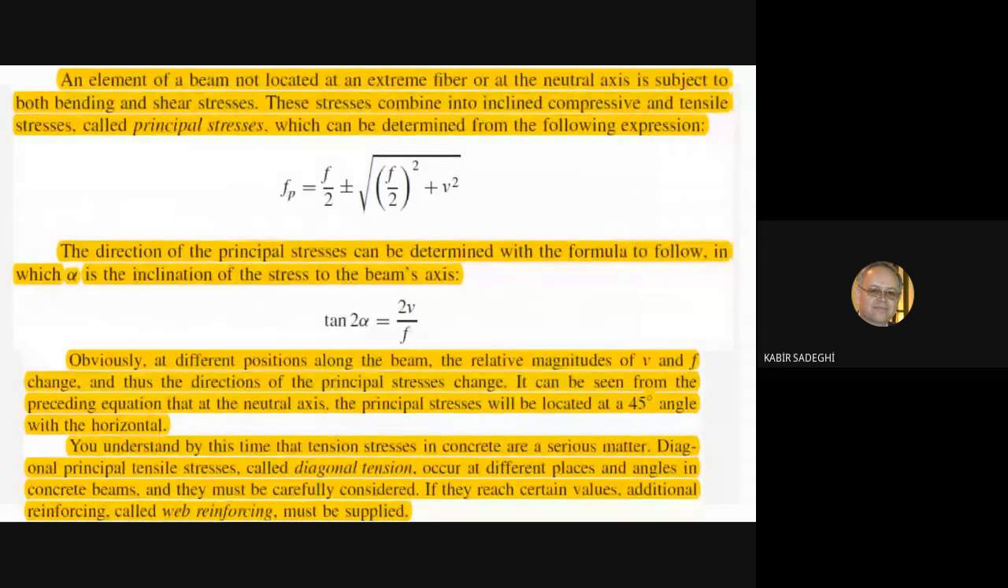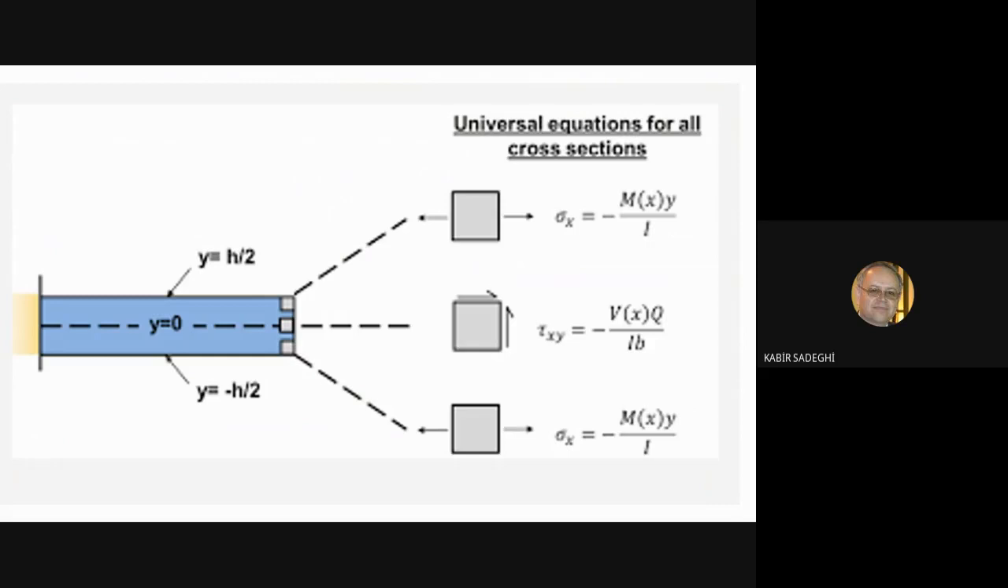We talked about the principal stress, which is shown by fp. Principal stress is the combination of flexural stress and shear stress. At any point, any element, we follow this formula for principal stress. The principal stress has an angle alpha with the longitudinal axis of the beam. Let's see first three different cases for three different elements on the beam. Imagine we have one cantilever.